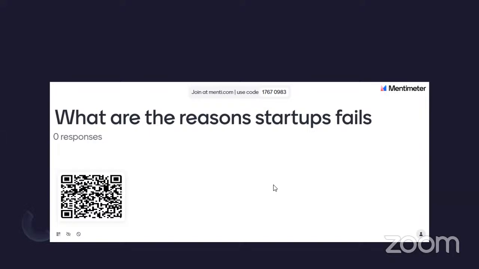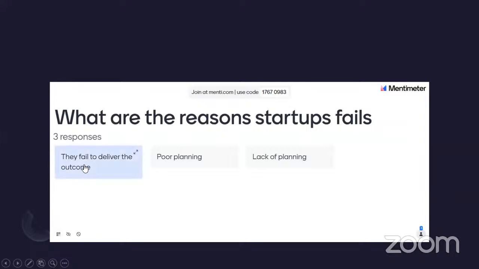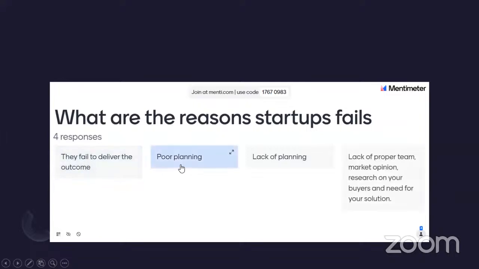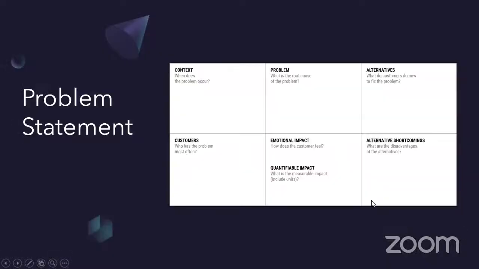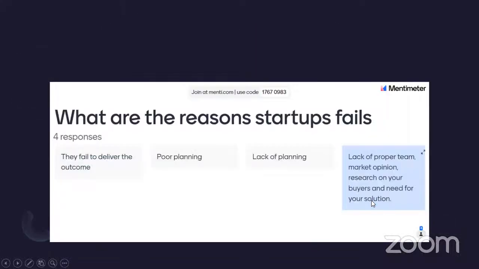Okay, so I will answer this as well. So startups fail. Okay, there are a few answers here. They fail to deliver the outcome. That's good. Poor planning. Do agree. Lack of planning. Can't agree more. Lack of proper team, market opinion, research on your buyers and need for your solution. Okay. Customers are not satisfied. Can't agree more. What else?